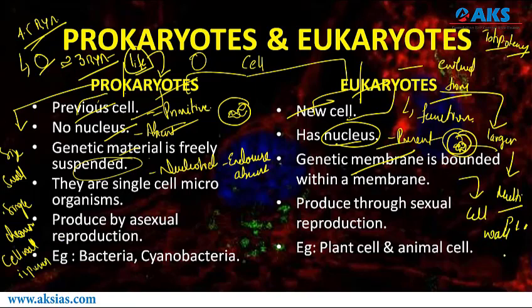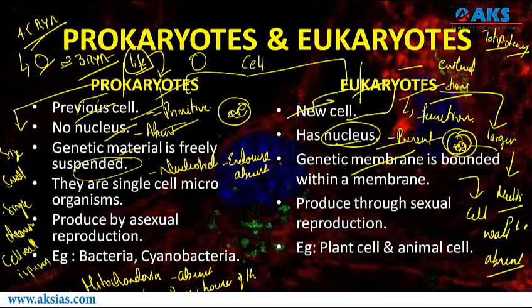That is very, very important. The cell wall is absent in eukaryotes. The other important thing is that in prokaryotes mitochondria is absent. Mitochondria is called the powerhouse of the cell.